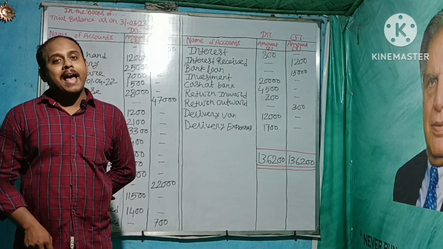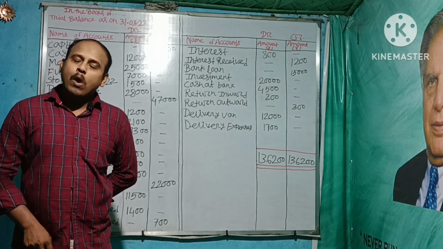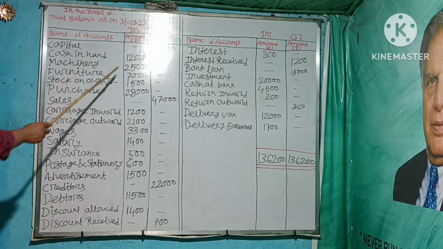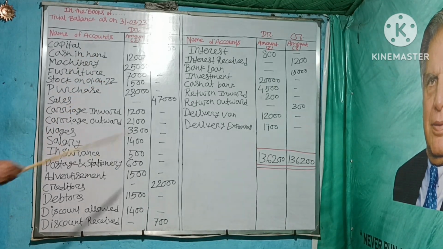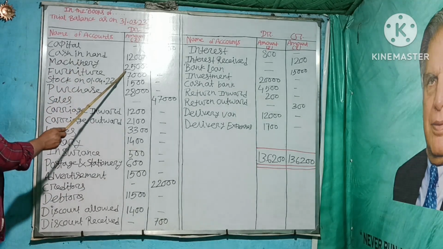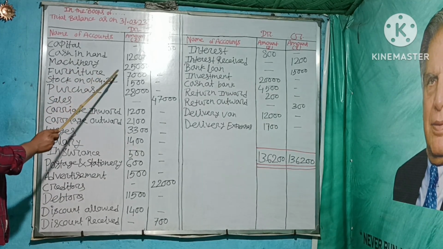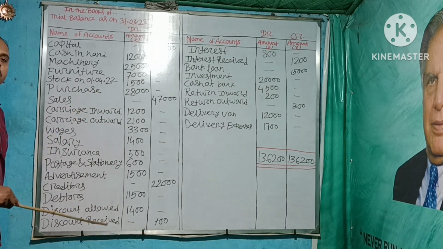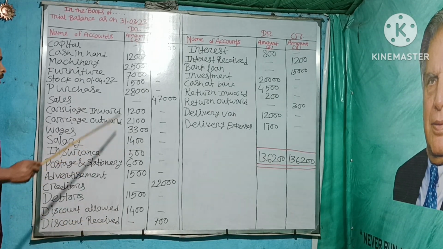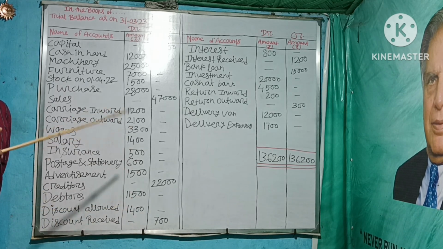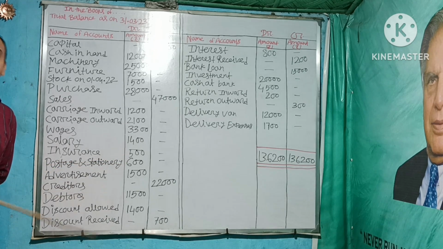When we close our cash account, then balance BD will be on the debit side. For that reason, cash always comes into the debit column. Okay. Next, machinery. This is an asset. Assets are always debit balances. For that reason, machinery 25,000 in the debit column, furniture 7,000 in the debit column, stock on 1st April 2022, that is the opening balance of stock, always a debit balance. One thing to remember, closing stock we always put in the credit column.